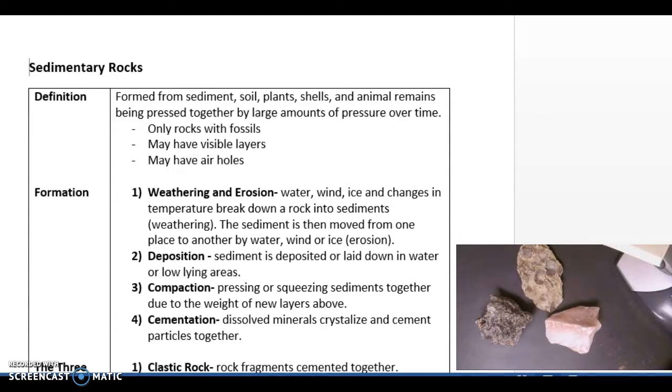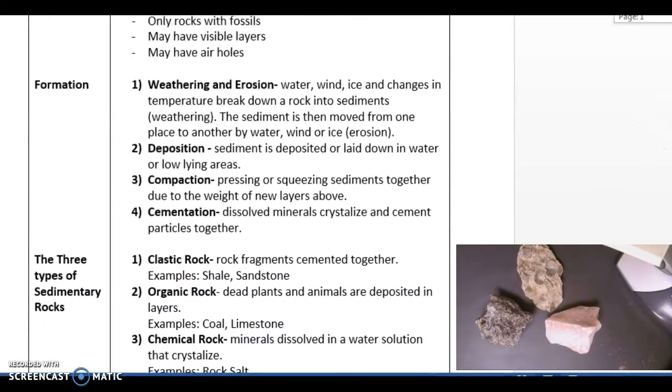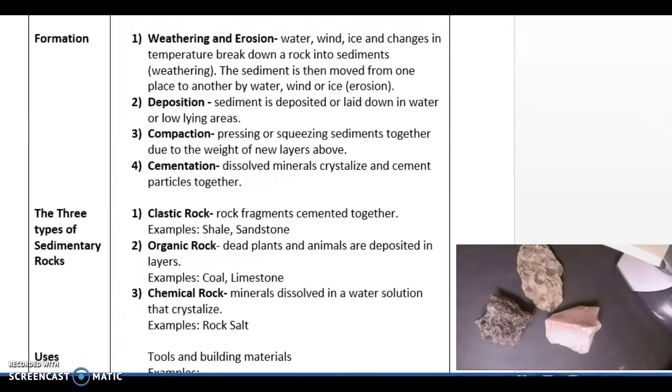Just like when we were talking about igneous rocks, they did have air holes. Sedimentary rocks can also have air holes. But it's different. It's not because they're cooled so quickly. So, formations of the igneous or sedimentary rocks. They form through a process of 4 steps.